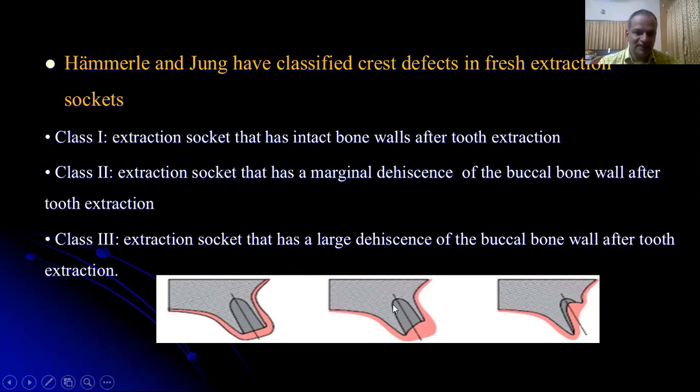Delayed implant placement is similar to the immediate implant placement, but the only thing is it will allow the soft tissues to heal, for about 2 months, and that will completely cover the extraction sockets. And in case of class 3 defects, where there is a larger dehiscence of the buccal wall, a two-stage implant placement is preferable.